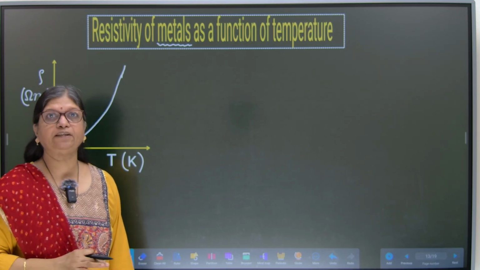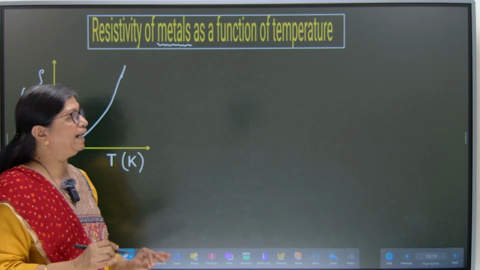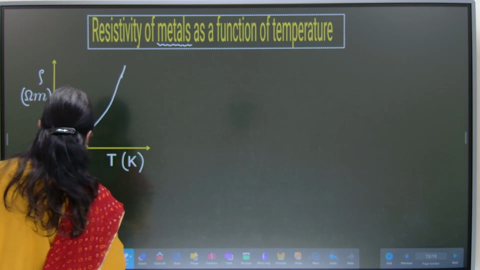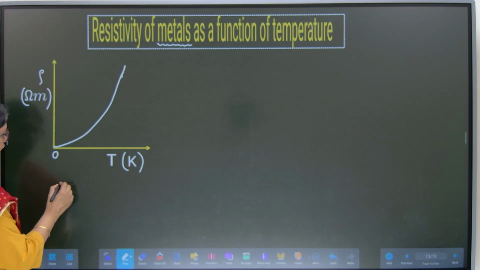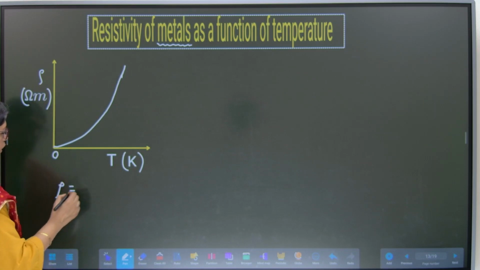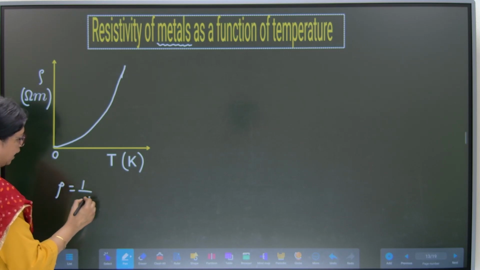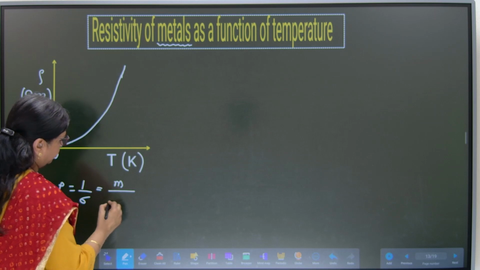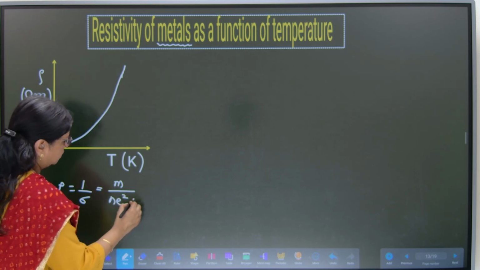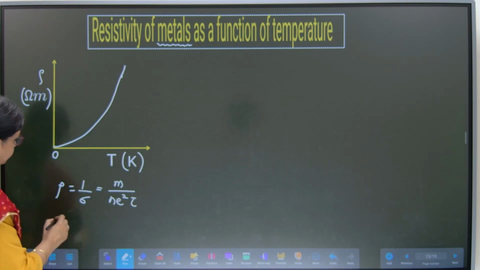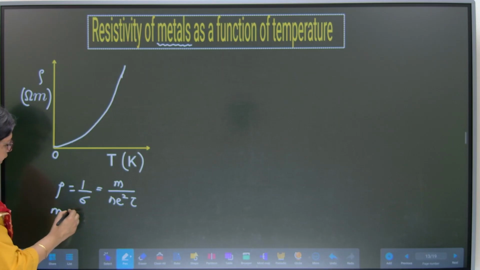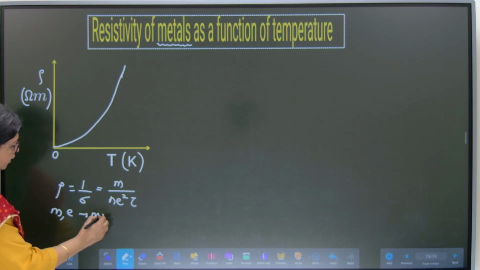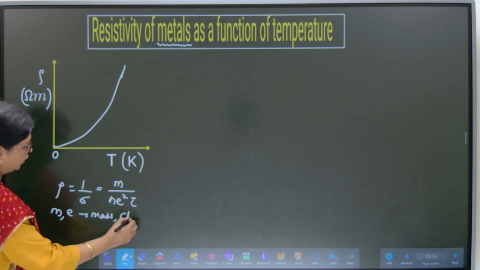Now to justify this graph, let us go to the formula which we have derived in the previous video. Rho is equal to 1 upon sigma equal to m upon N e square tau, where m is the mass of the electron, e is the charge on the electron. Okay?